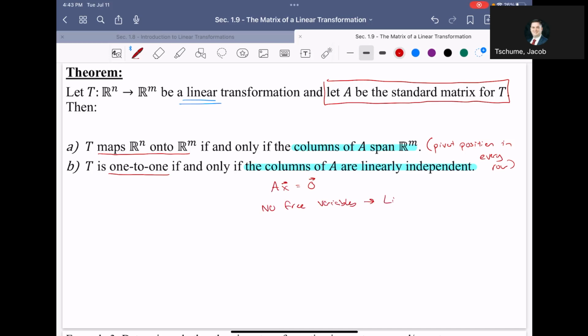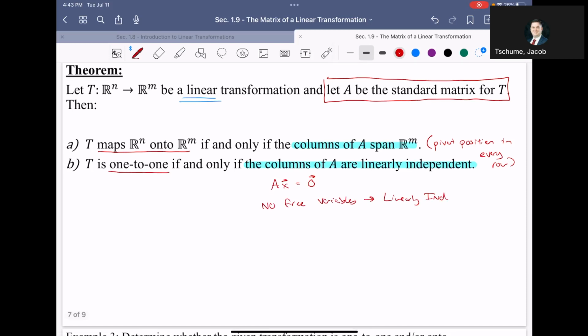this implies linearly independent, which for us, linearly independent will mean one-to-one. If there is a free variable, and there can be more than one, it doesn't really matter, that means you have linearly dependent columns. And for this section, linearly dependent means not one-to-one.